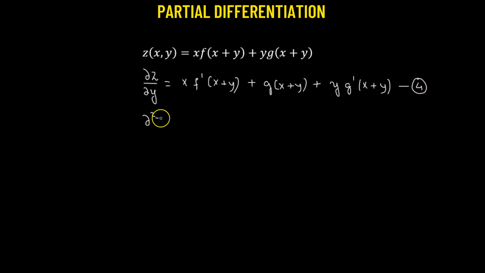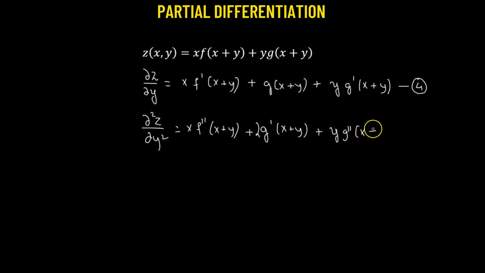Then we'll take the second partial derivative of z with respect to y. That means we'll have to take the partial derivative of the right hand side of the expression of number 4 with respect to y, and that's going to give us x times f double prime of x plus y plus g prime of x plus y plus, this will become 2g prime. Then we have y times g double prime of x plus y. This will be number 5.